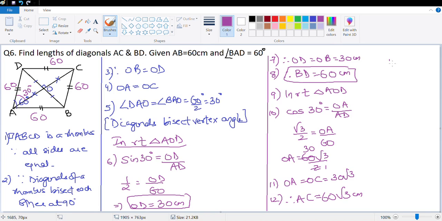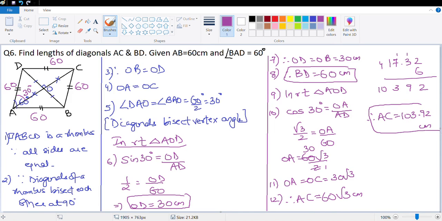If we need to calculate, that will be 17.32 into 6, that will be 12, 18 plus 1, 19, 42 plus 1, 43, and that's 103. Therefore, AC is equal to 103.92 centimeter. Very interesting question. It required us to use properties of rhombus, which we learned earlier. Let's look at the next question.